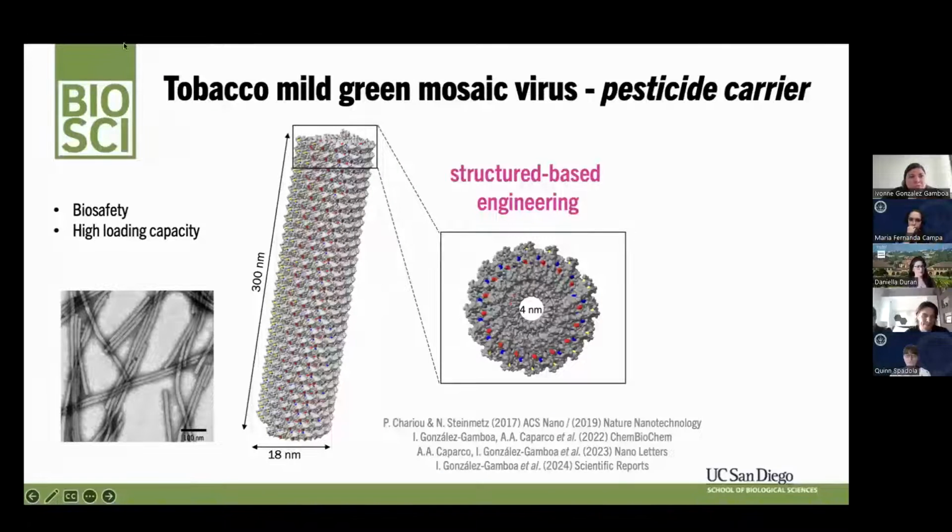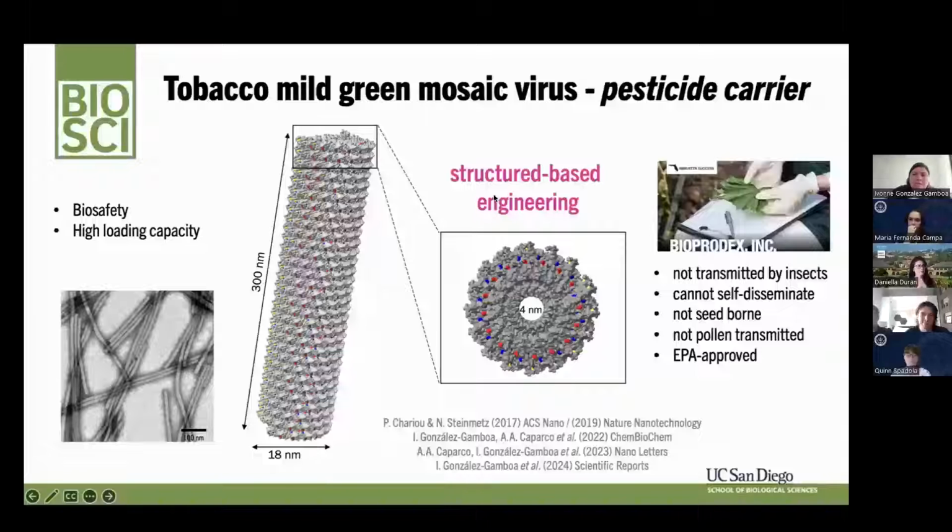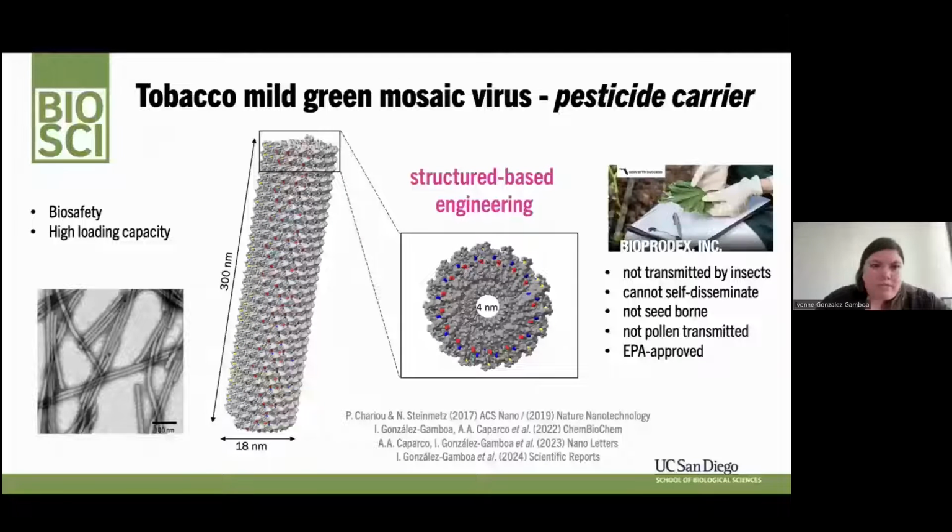Now, we use this one because it's biosafe. It has a high loading capacity. It's being produced by a company called Bioproducts, so it's very cheap, and we get it in bulk. It is not transmitted by insects, which is why, for biosafety, it cannot self-disseminate. It's not seed-borne, not pollen transmitted, and it's already EPA approved. So all the regulation part is already there. That is why we went with this nanoparticle in this case.